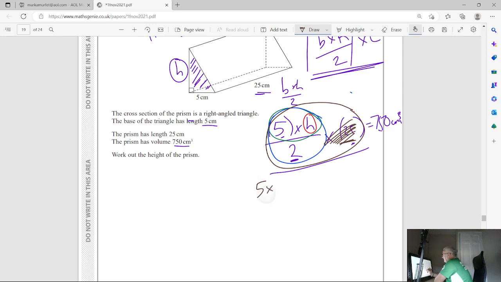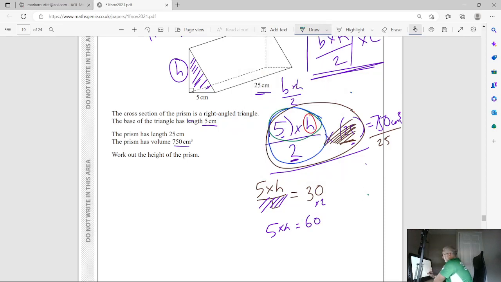I've got 5 times h divided by 2 equals, need to divide that by 25. So how many 25s go into 75? 25 goes into 75 3 times. 25 goes into 0 0 times. So I've done the first step of the equation. I now need to get rid of the 2. So let's get rid of the 2. I'm dividing by 2, so if I want to get rid of that, I've got to times by 2. So 5 lots of h equals 30 times 2, which gives me 60.